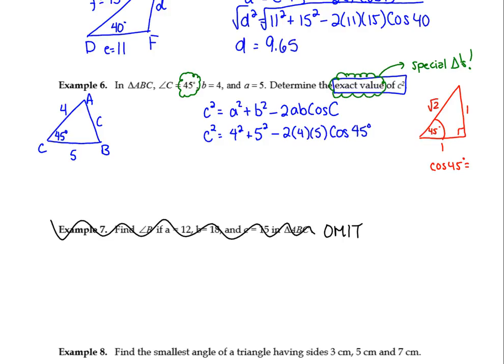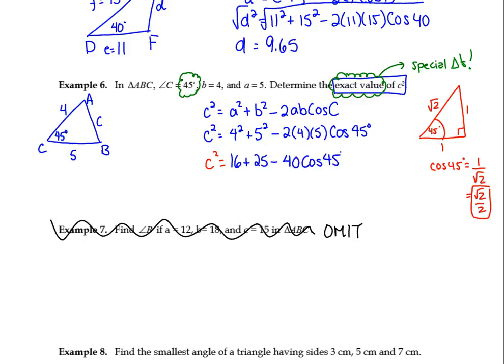1 over root 2, or if we want it rationalized, root 2 over 2 as an exact value. Okay, so let's sub in some stuff. What is 4 squared? 16 plus 25 minus 2 times 4 times 5. 4 times 5 is 20 times 2, 40 cos of 45 degrees.